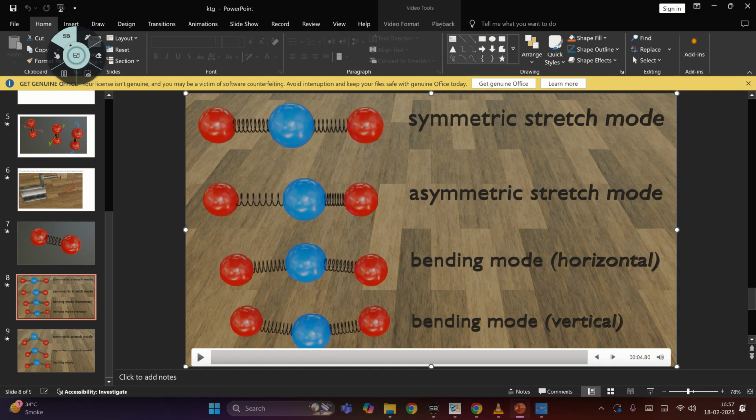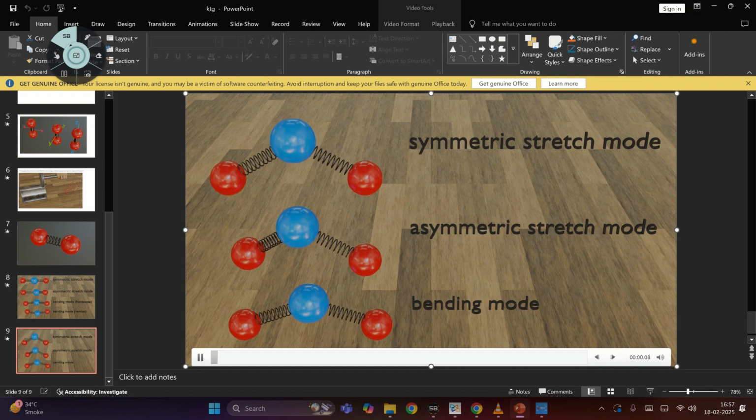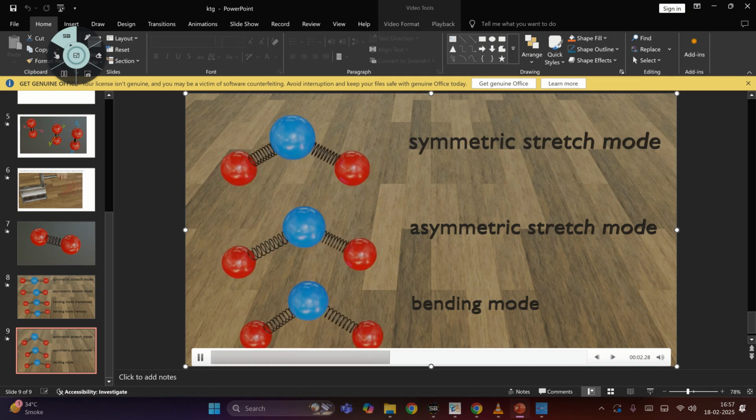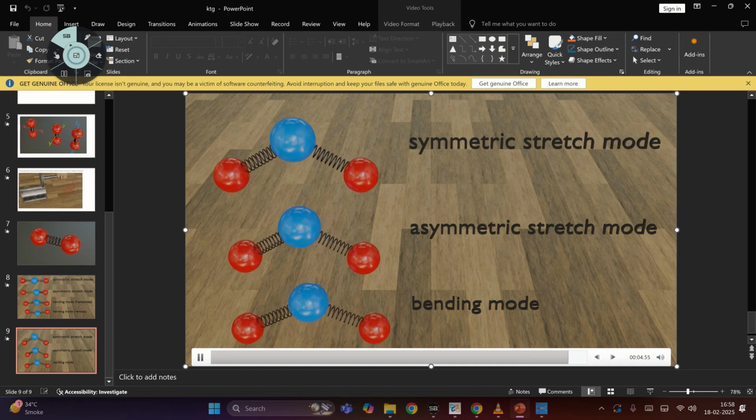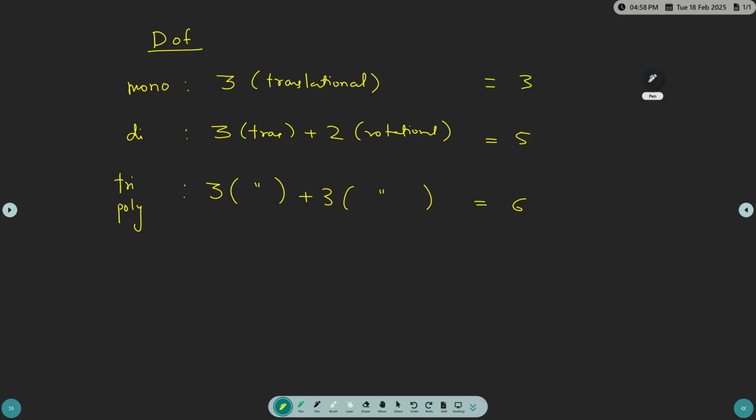We could have more degrees of freedom like this, more complex things. But these things happen only at very high temperatures, and we won't be studying molecules in that regime. These are all the degrees of freedom.